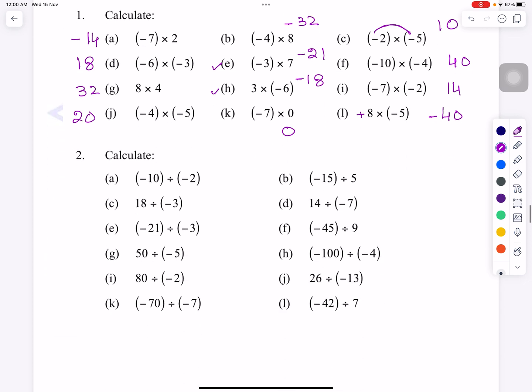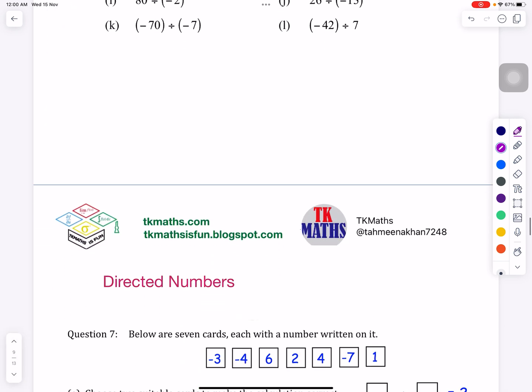Let's do division. Now in division, I will not do all of it right now because my focus is multiplication. Rather, let's do division next time. Okay, let's do multiplication only.